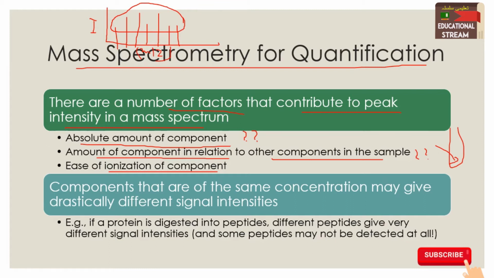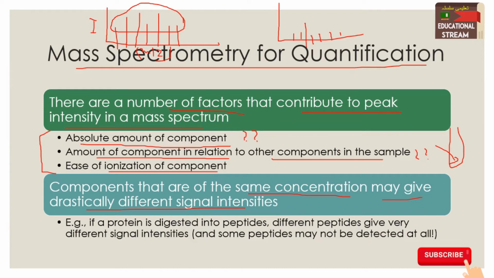So what is the ease of ionization of a component? These are the factors which play an important role in determining the intensity of the peaks that we get from the mass spectrometer results. Components of the same concentration may give drastically different signal intensities. For instance, if I draw another graph, and in this graph I see the bands given in this way, the peaks appear like this.